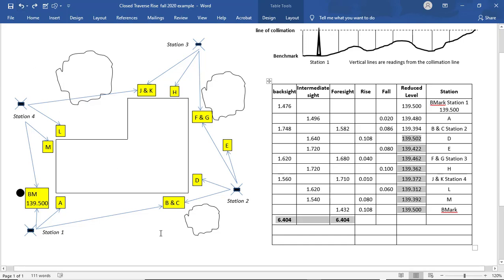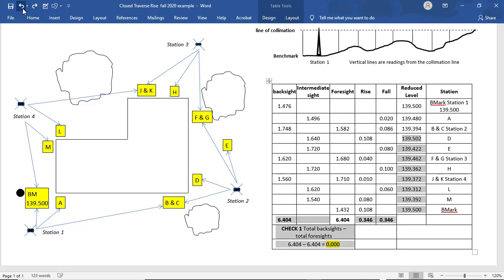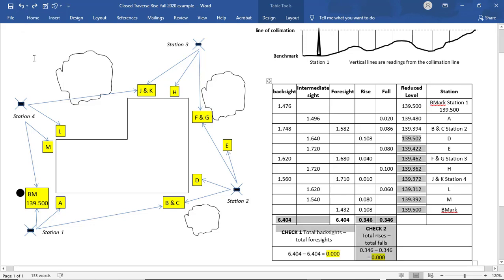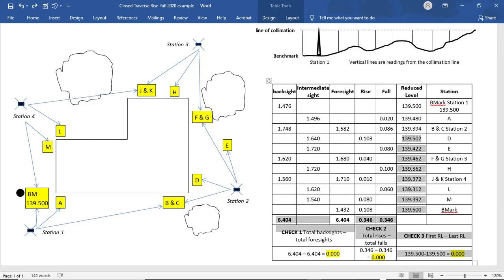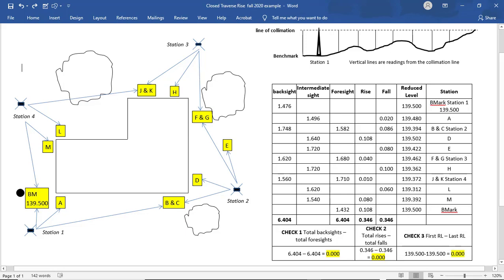Then we total our back sights and our foresights. We total our rise and our falls. We then do our first check, which is total back sights minus total foresights, and that gives us zero. Then our second check is total rise minus total fall, which gives us zero. And our last check is first RL minus the last RL, and that gives us zero. So that sheet is complete, and it's accurate because everything balances.